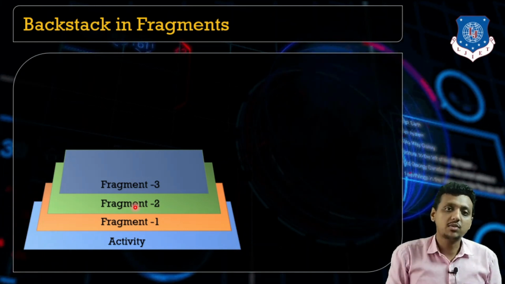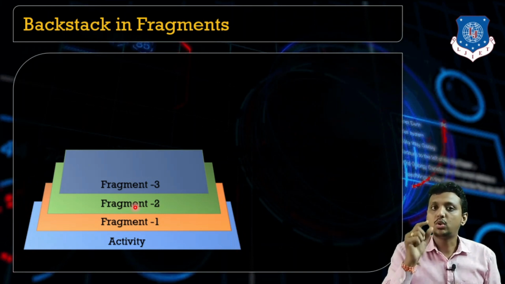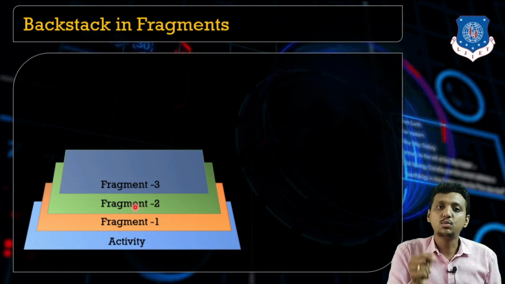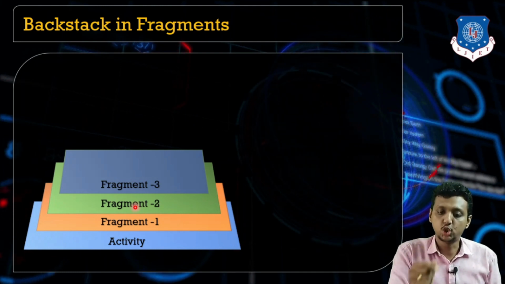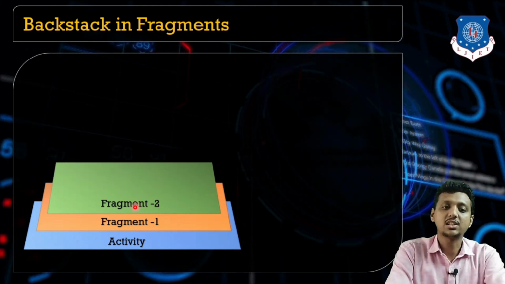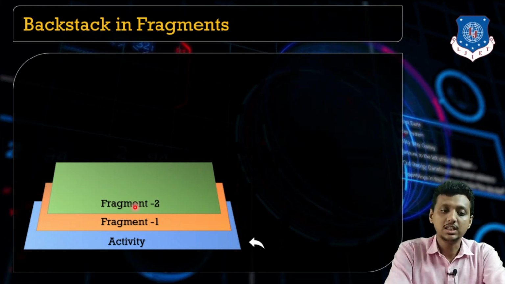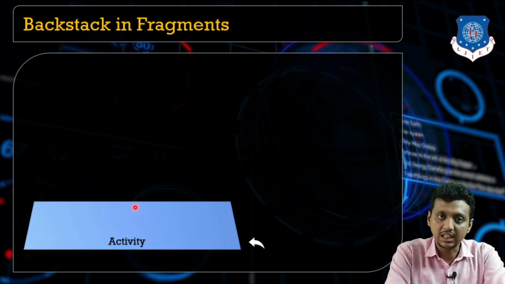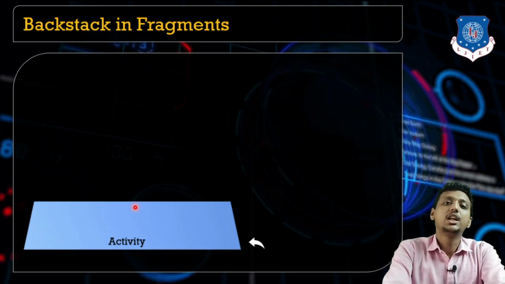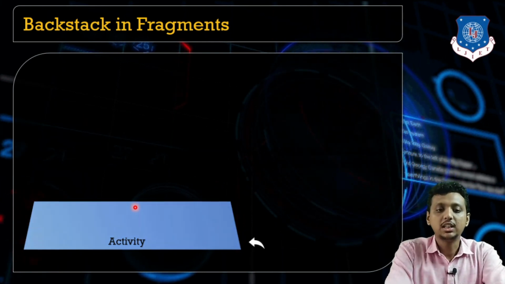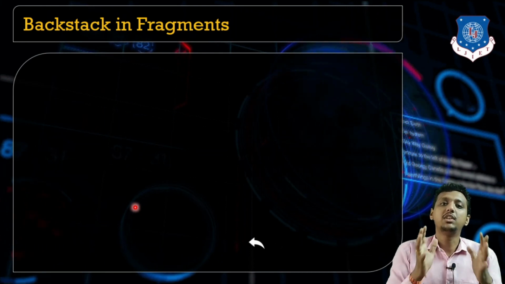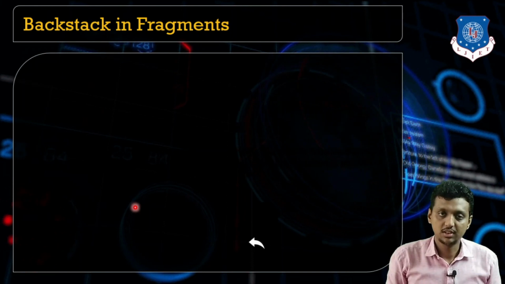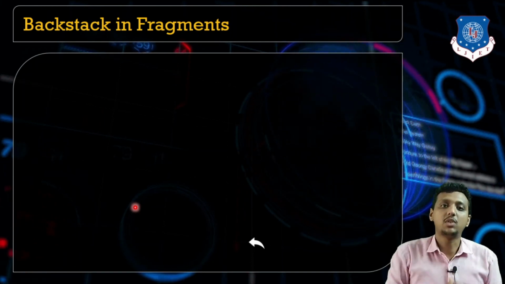So how does the backstack work, sir? See students, when you click on the back button, you first move from fragment number 3 to fragment number 2. Next, fragment number 2 to fragment number 1. Next, fragment number 1 to the activity screen. And if you click the back button again, the home screen will be shown. That means you came out of the application. So this is how your backstack works.